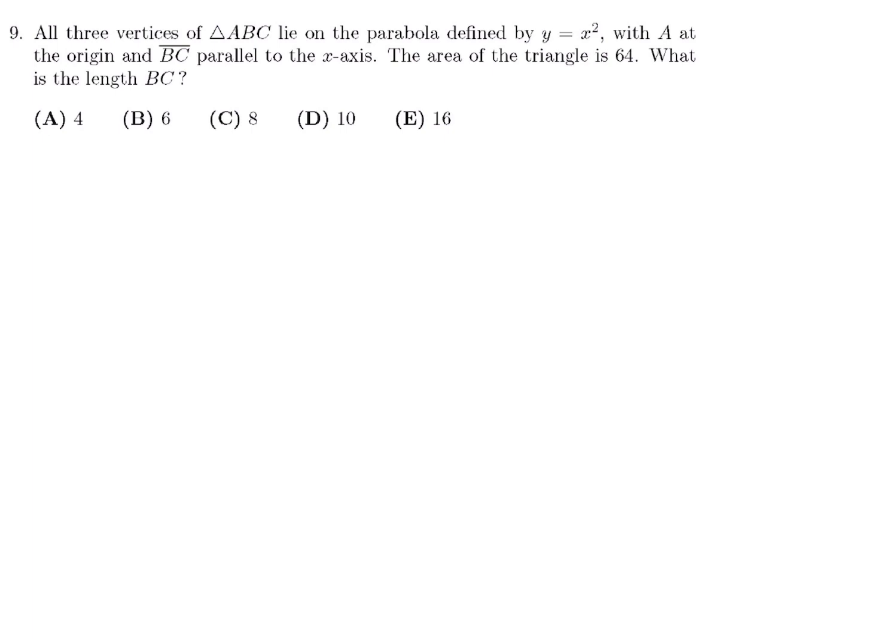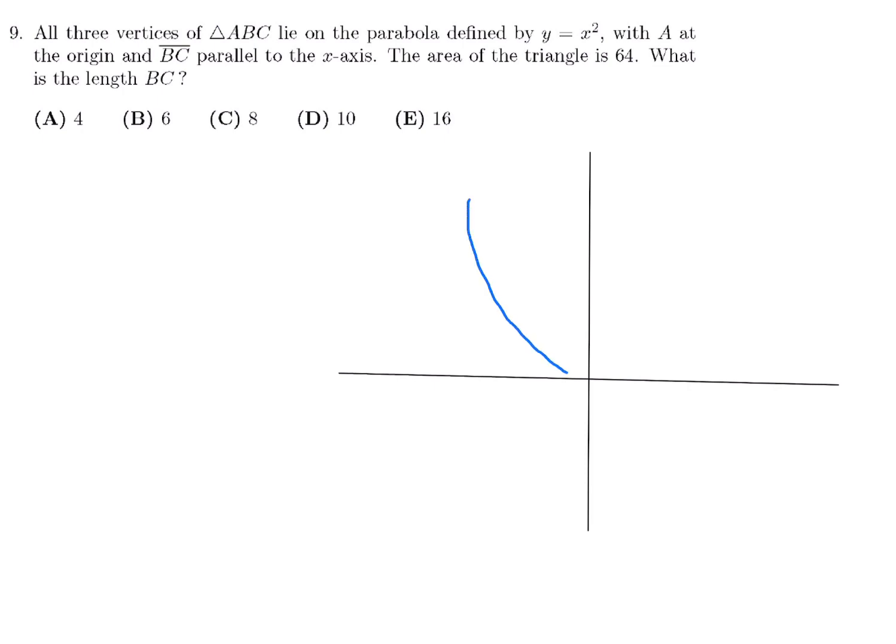All 3 vertices of triangle ABC lie on the parabola defined by y equals x squared, with A at the origin and BC parallel to the x-axis. The area of the triangle is 64. What is the length of BC? All right, let's draw a graph and figure out what this may look like. I'm going to have to approximate this, so something like this, right?